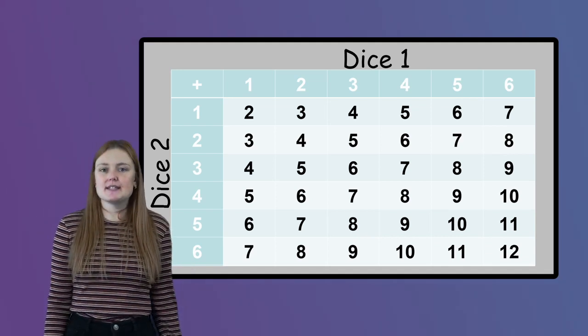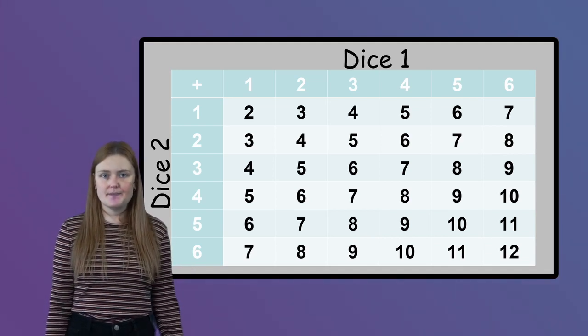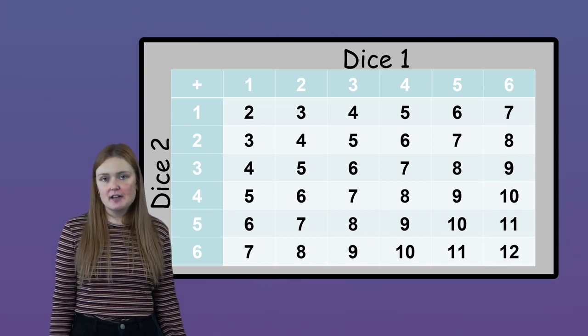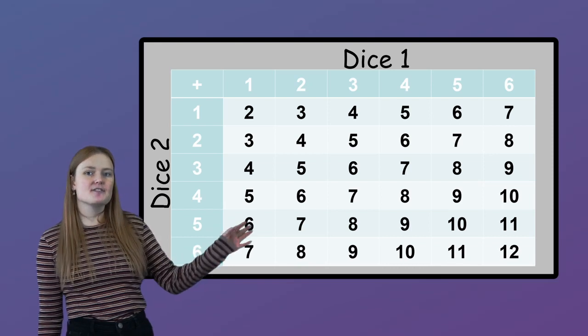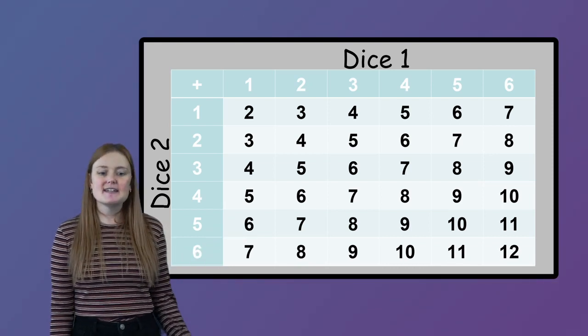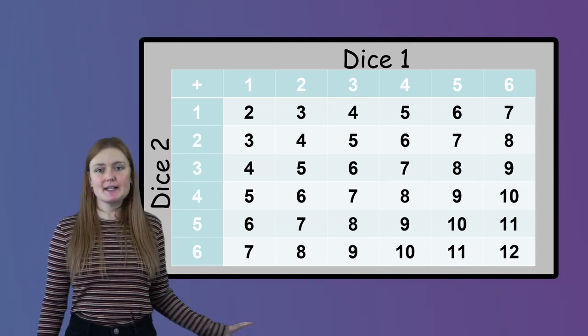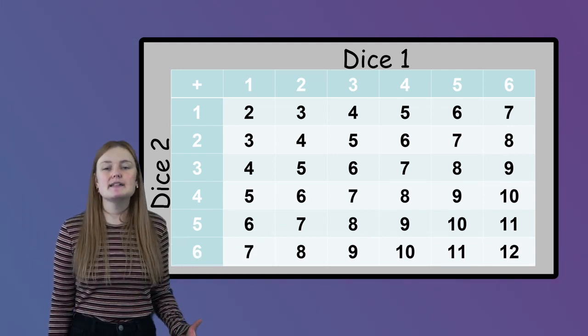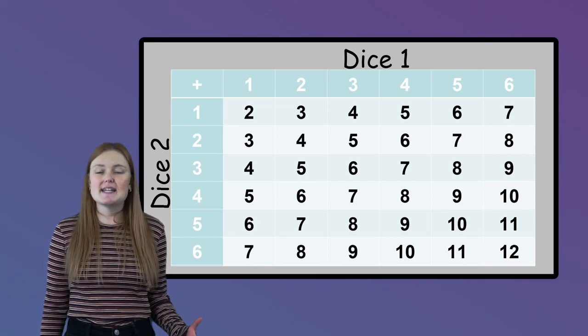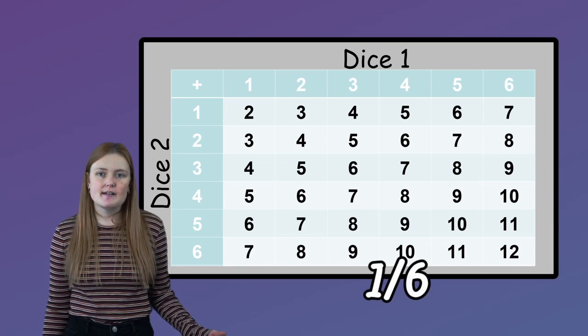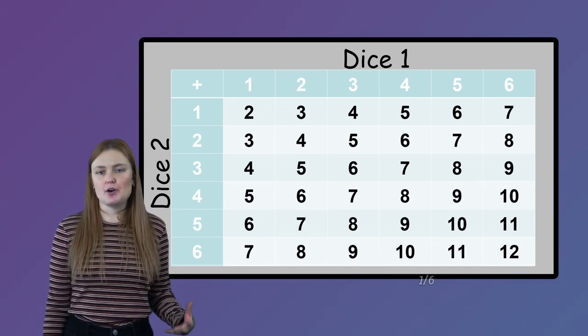I can then use this to read off some probabilities. For example, if I wanted to know the probability of scoring a 7, I would need to count how many 7s are in my table. Well, I can see that there's 6. And in total, there are 36 possibilities. So that means the probability of scoring a 7 would be 6 out of 36, which of course we could simplify to 1 over 6. But we don't necessarily have to when it comes to probability.